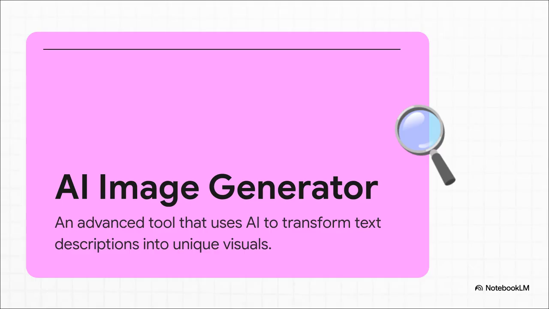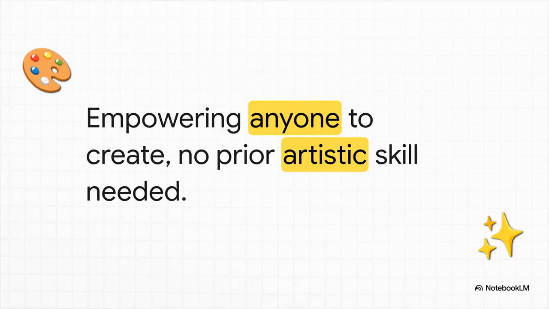Okay, so what is an AI image generator? Think of it like this. It's a super advanced translator. It takes your words, what we call prompts, and translates them into a totally unique picture. You're literally turning your ideas into images. And this is what's truly revolutionary, the accessibility. You don't need years of art school. You don't need fancy, expensive software anymore. If you can describe it, you can create it. This is basically democratizing creativity for pretty much everyone.